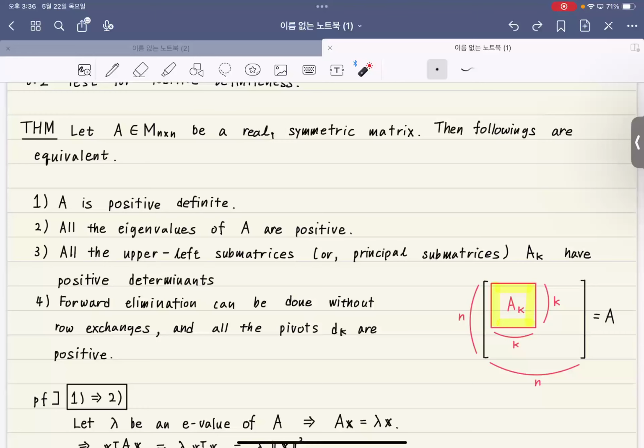And number 3 tells us that A is positive definite if and only if the determinants of each of these n principal submatrices are all positive, right? So you compute the determinant of this one and this one, the determinants of n matrices, and if they are all positive, then that implies that A must be positive definite.